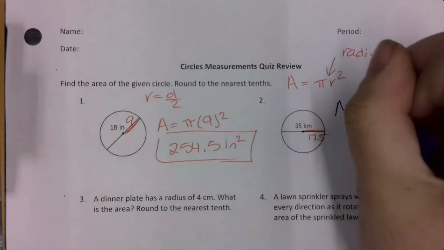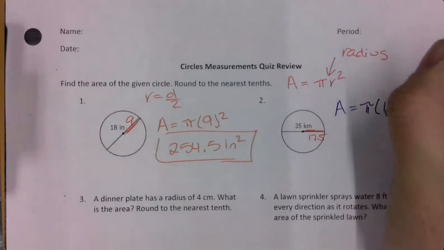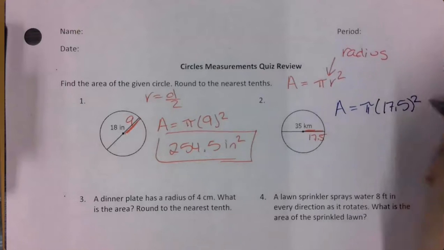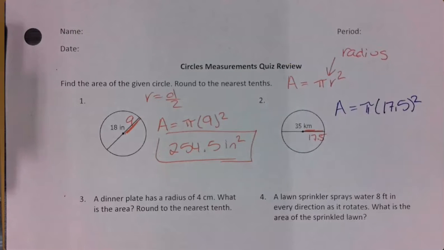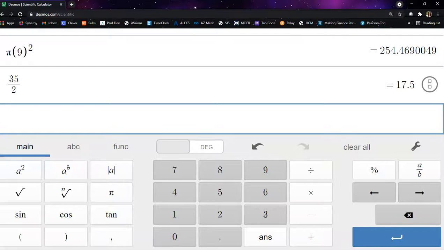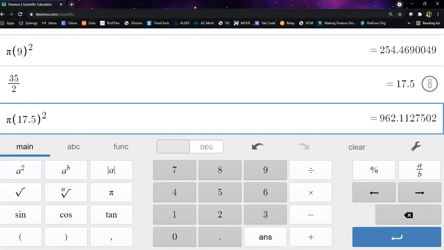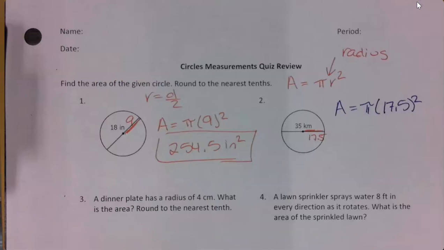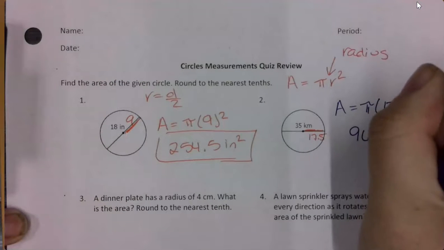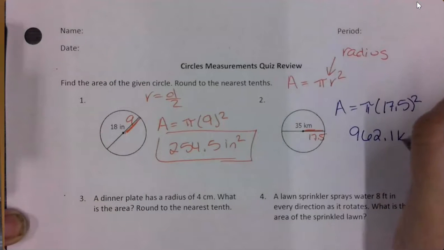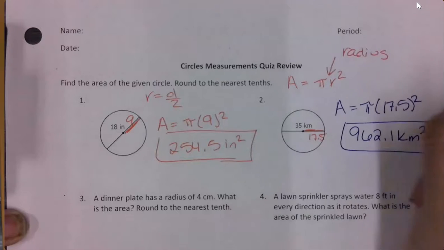So I'm going to have area equals pi times 17.5 squared. And I'm going to go back to Desmos and type that in. Which gets me 962.1. And this is kilometers squared.